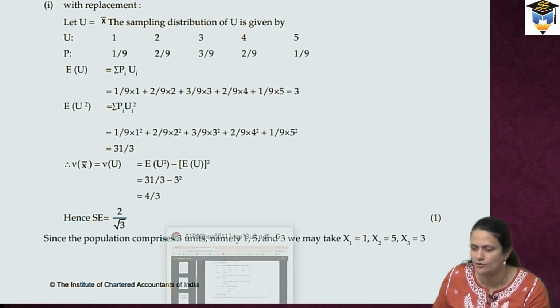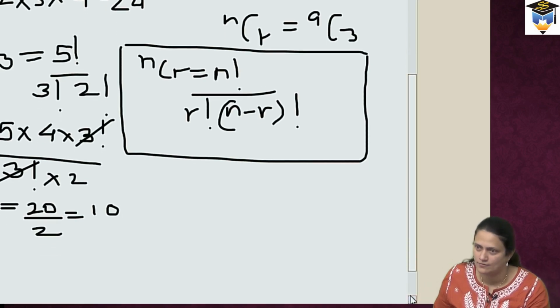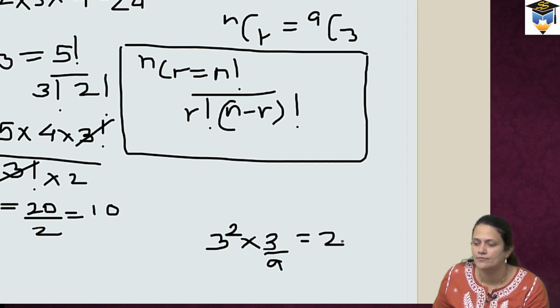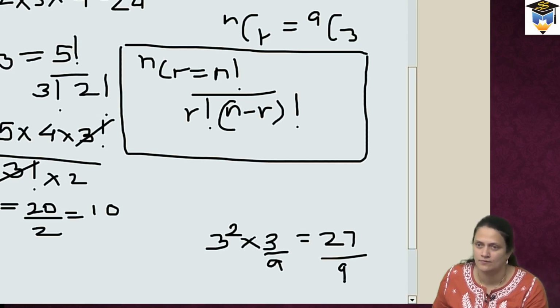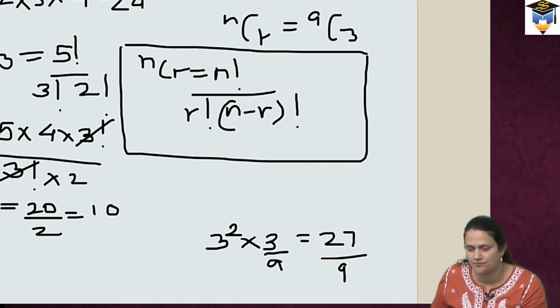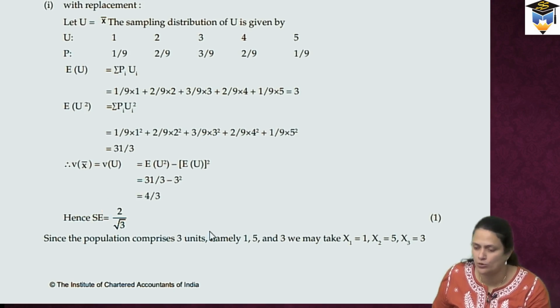No, wait, I'll just write this down. That is 3 ka square into 3 upon 9. So what is that? 3 cube upon 9. So what is the answer? What is 3 cube? So 27 upon 9 is how much? So all those values are added together. So we have got SE which comes out to be 2 upon root 3.